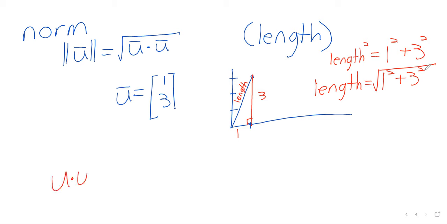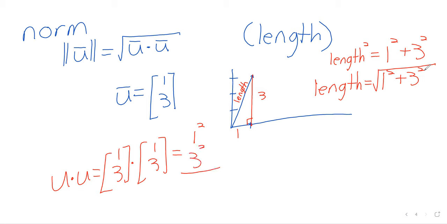Meanwhile, u dot u, where u is (1, 3), is 1 times 1 and 3 times 3 added together. It's 1 squared plus 3 squared. So this length is indeed the square root of u dot u.